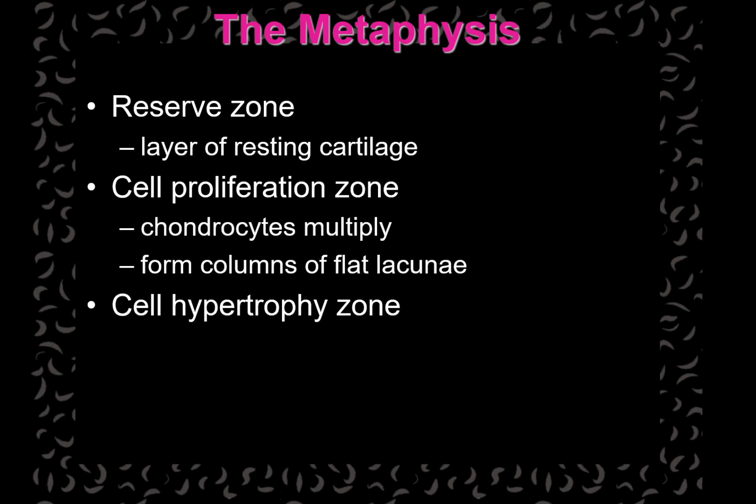So resting zone, zone of proliferation. The chondrocytes are multiplying, lining up in columns. Then they start to swell. The next zone, they start to enlarge in size. And these are the two zones right here, cell proliferation and cell hypertrophy, that are responsible for growth of the, at that point, cartilage, but essentially the bone. That interstitial growth is taking place because of those two zones. Okay?